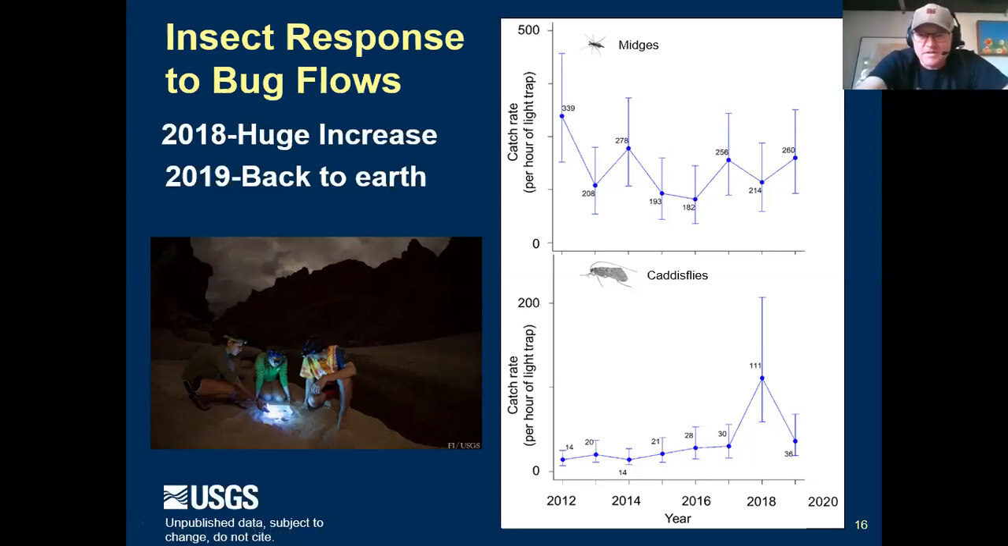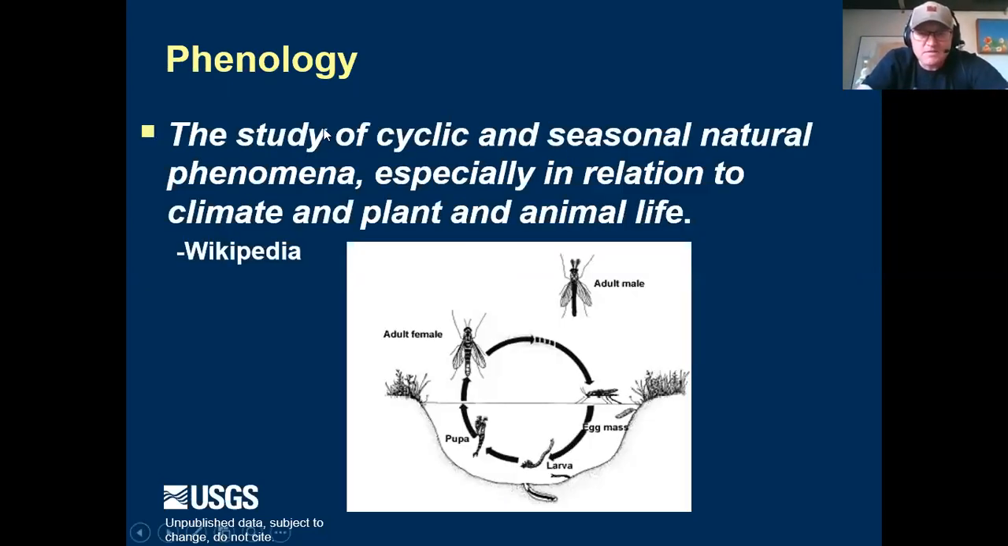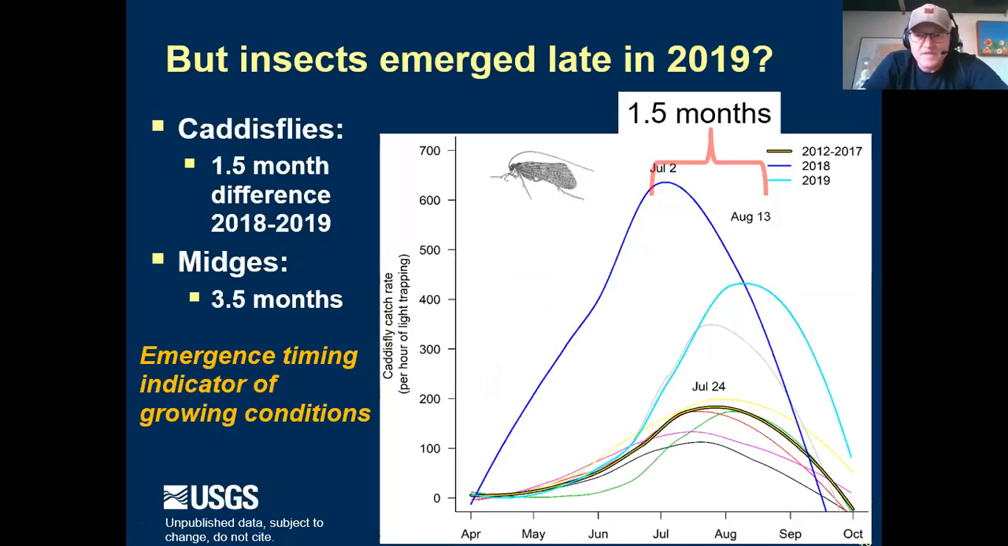And so one of the things we started looking at in terms of diagnostics, trying to understand what happened, is we looked at the phenology, which is the study of the seasonal timing of things like insect emergence or when plants bloom. And so we started looking at whether there were differences in the timing of when these adult caddisflies were emerging from the river. And what we found was, yeah, there were huge differences actually.